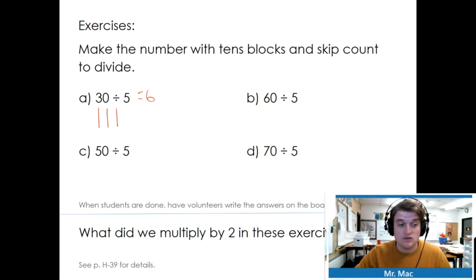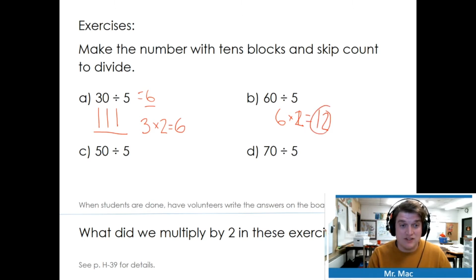The question is, what do we multiply by 2 in these exercises? If you look at my picture, I have 3 tens blocks, and my quotient is 6. Well, we know that 3 times 2 equals 6. If you check your answers, you're going to see that 6 tens blocks times 2 equals 12. 12 is going to be your quotient. Go ahead and check the other 2.